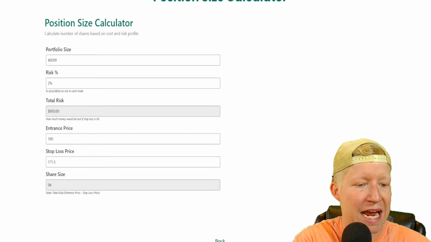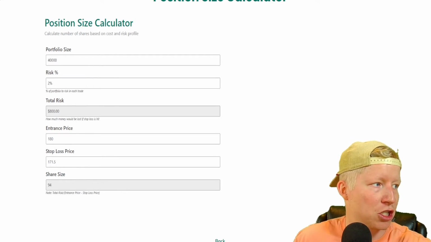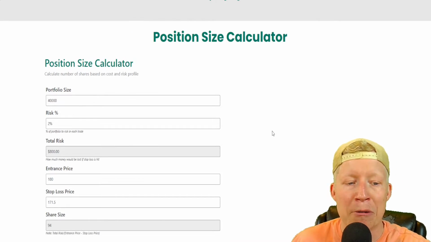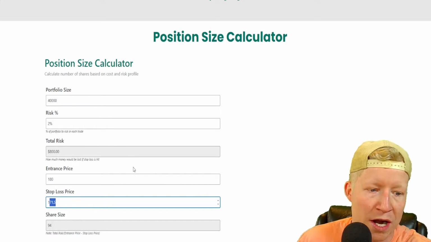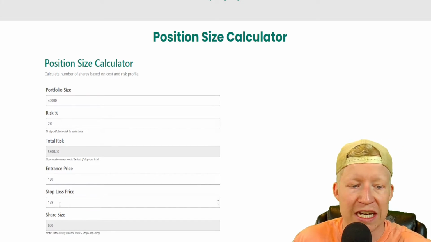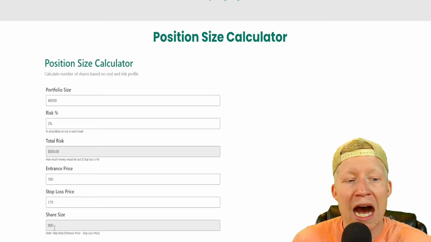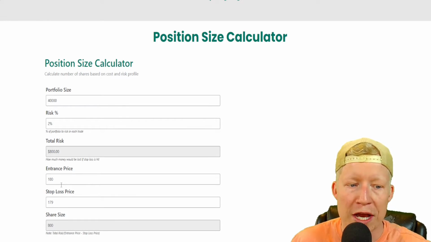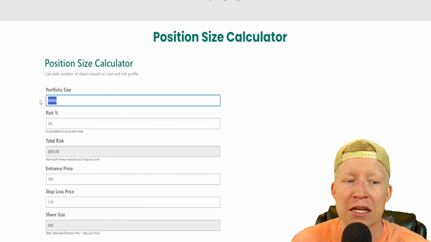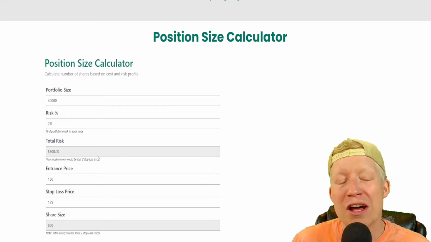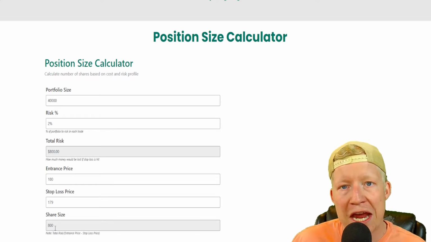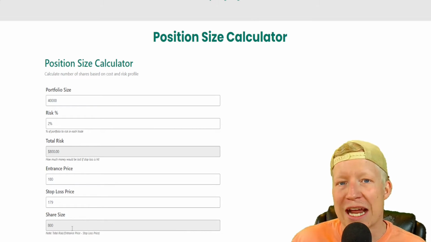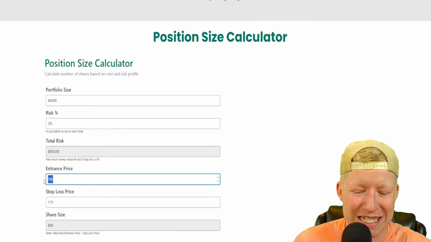Now, there is a slight limitation with this code currently in that, say the entrance price is 180, the stop loss is 179. So you're only risking $1. Obviously, you can't actually afford 800 shares at 180 on a $40,000 portfolio. I currently don't know exactly how to fix this. It's probably like a middle school math thing, but I'm kind of an idiot. If anyone has any suggestions, let me know in the comment section down below.